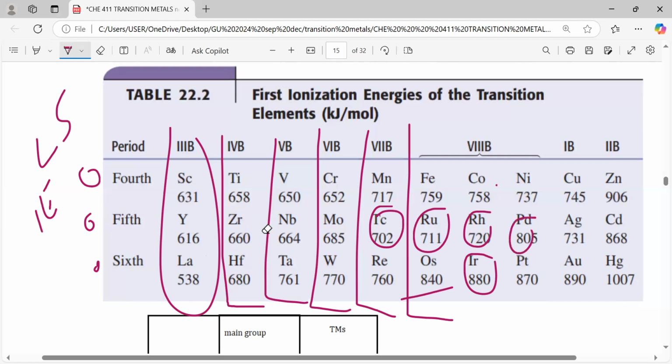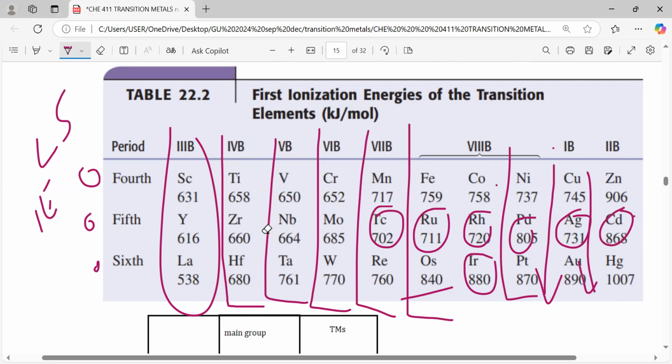The same story here again. It's continuing now, increase down the group. Here, no increase up to that point, but the general trend is an increase down there. This one has spoiled the trend, but generally the sixth ones have the highest ionization energies.